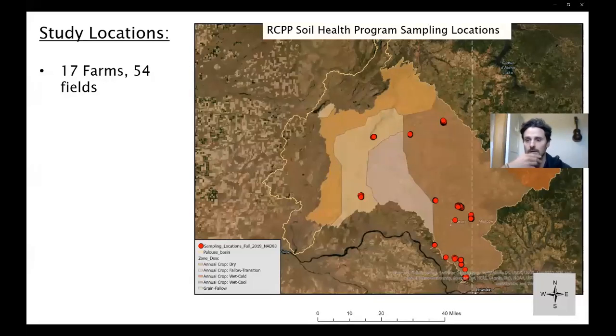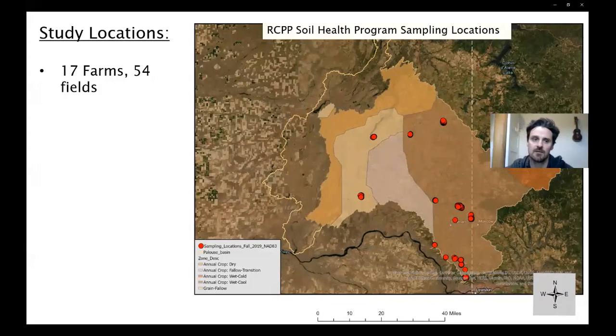Here's just a quick map of our study locations. The gradient in colors indicates the farming zone. As you move from west to east on the Palouse, you go from a grain-fallow system into an annual cropping system. The typical crop rotation in the annual cropping system would be winter wheat, followed by a spring grain, followed by a legume.